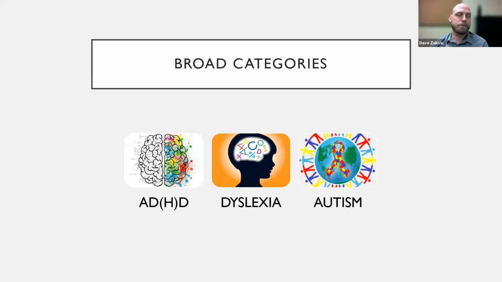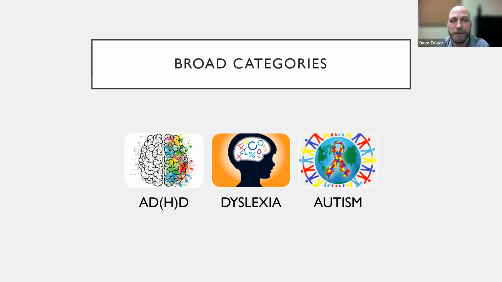So we'll talk about three broad categories of neurodiversity today. These are the big three that get mentioned a lot. And obviously there are many more categories and types of neurodiversity. But the big three, there are generally about 16 to 20% of people who have some sort of specific neurodiverse diagnosed condition.